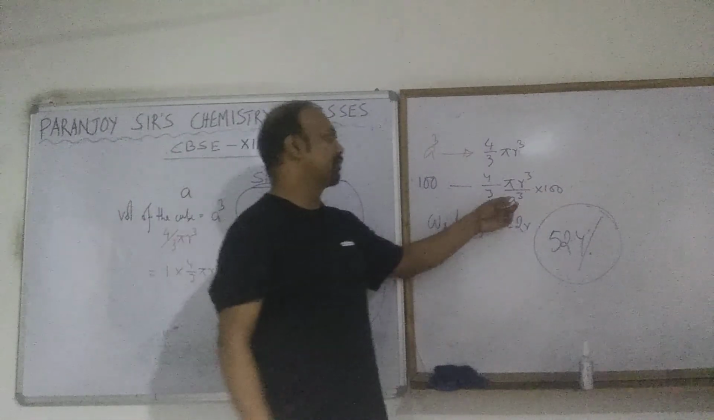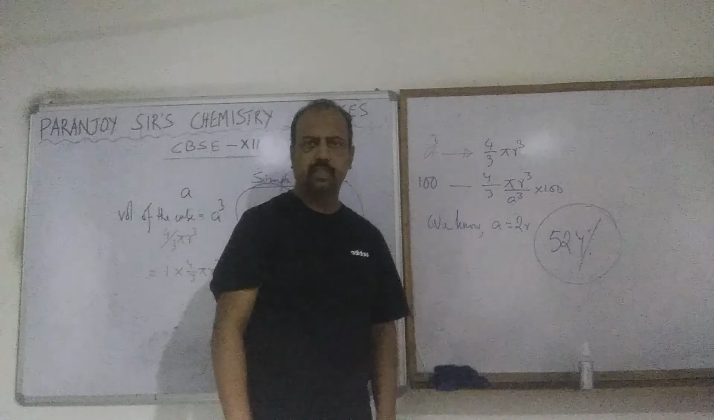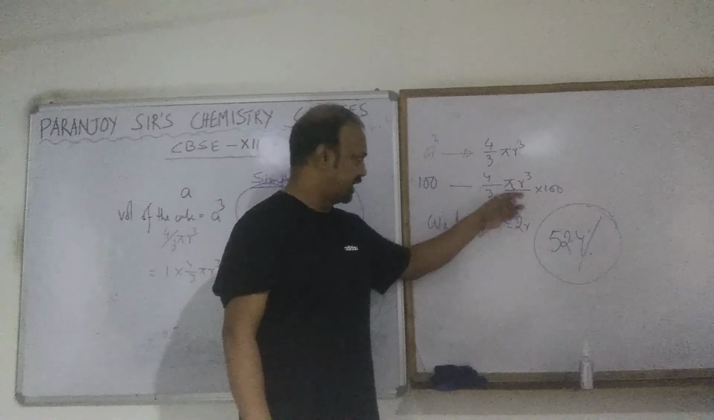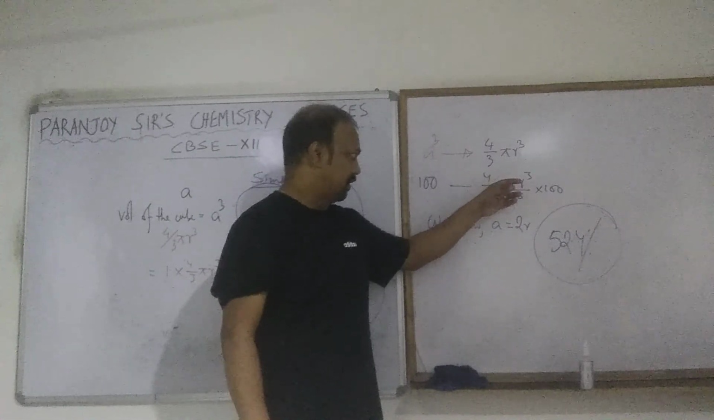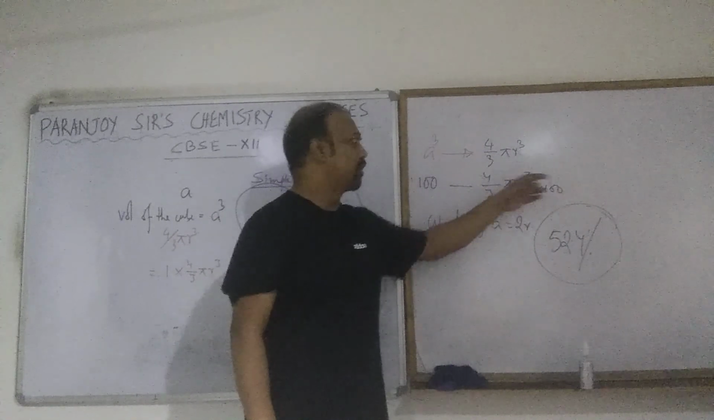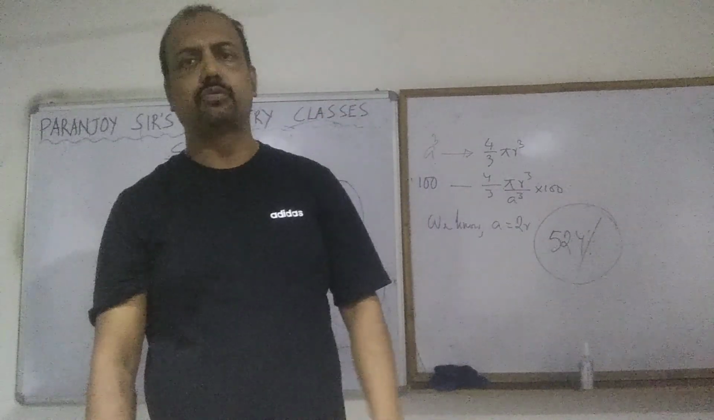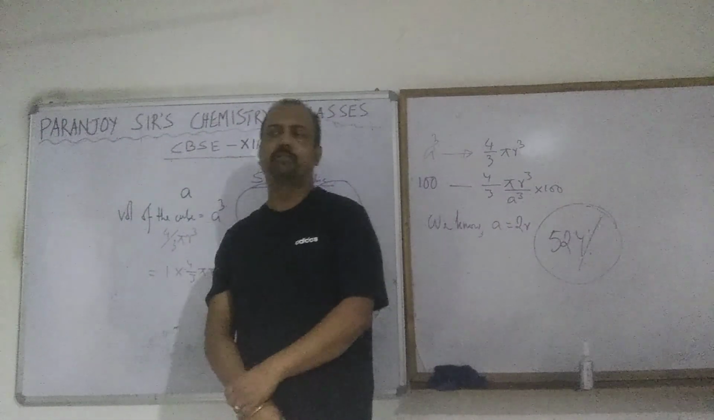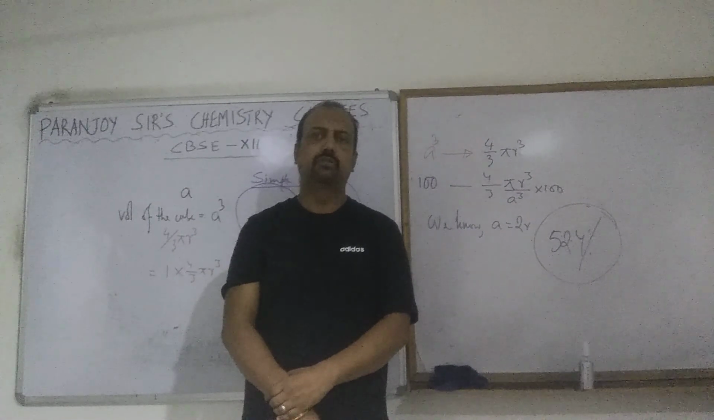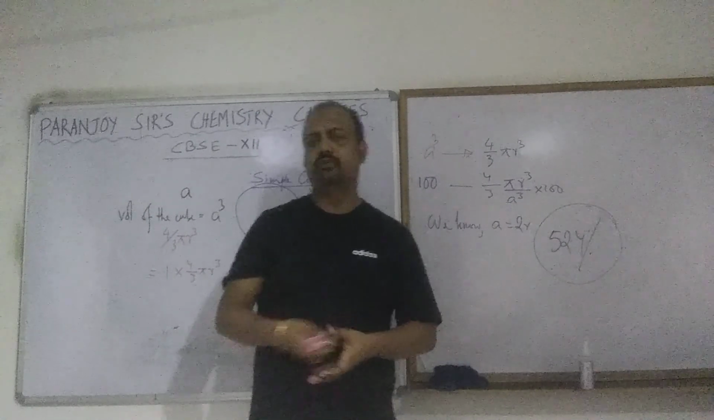In place of a, we are going to write 2r. That is 8r³. So r³ will be cancelled out. 4 by 3 into 1 by 8 is 1 by 6. 22 divided by 7 into 6: 7 times 6 is 42. 2200 divided by 42 is almost equal to 52.4 only, right?